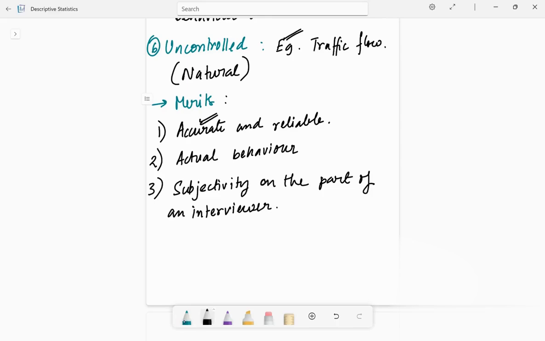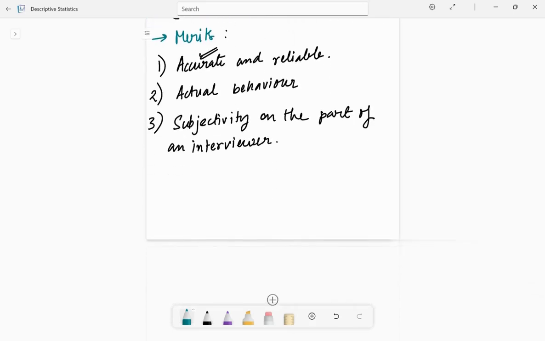Nice. Now, can you tell me any demerits of it? Let me say for now, but if you can add more, please add in the comment section. What are the demerits? First is it will be expensive and time consuming.